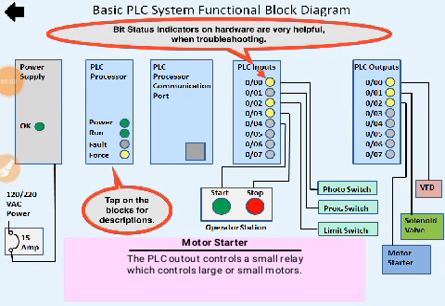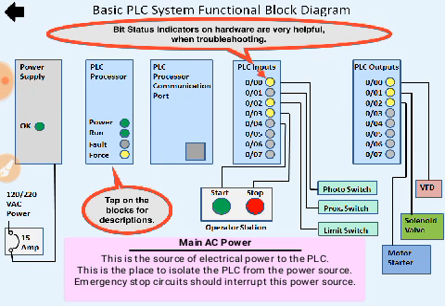Let's talk about the basic PLC system functional block diagram. First of all, let's start from the power supply section, where there is a 120 to 220 volt alternating current power supply. It's the main AC power. This is the source of electrical power to the PLC. This is the place to isolate the PLC from the power source. Emergency stop circuits should interrupt this power source.